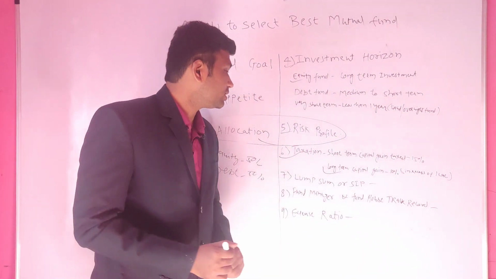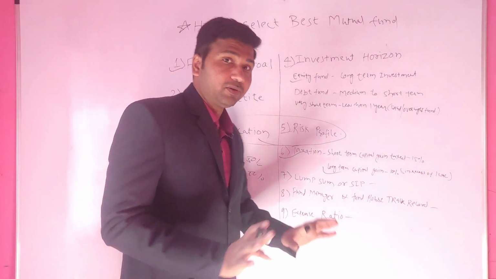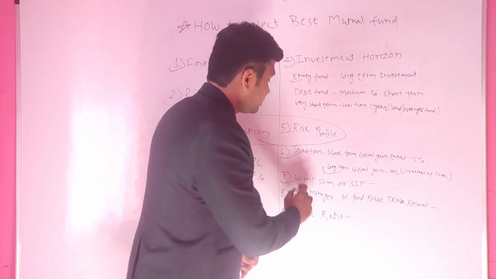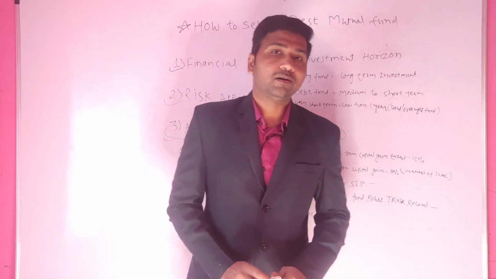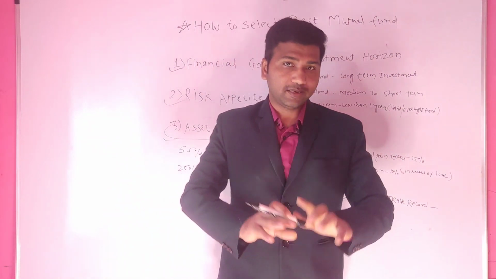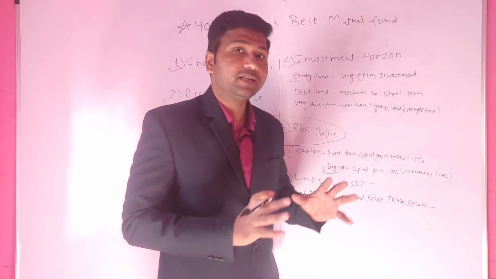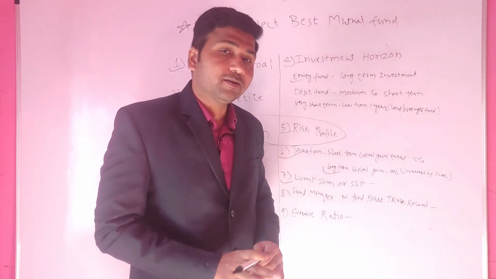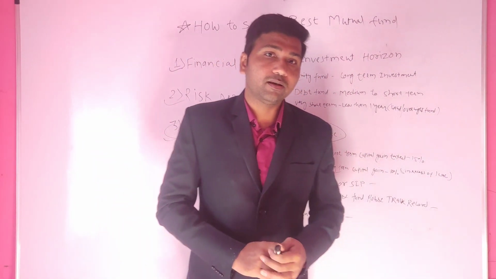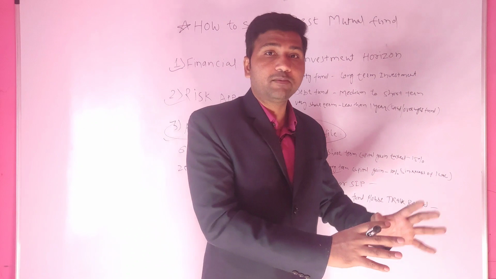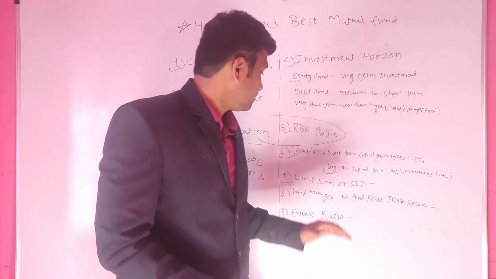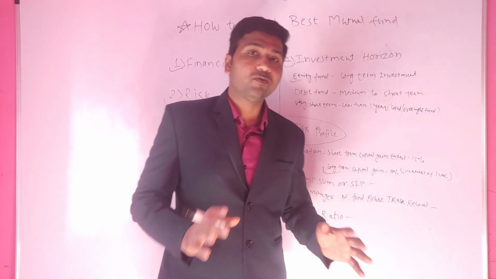So this is very important to consider the taxation as well. Then the seventh aspect is lump sum or SIP. So what is lump sum and what is SIP? Lump sum is the amount that you are investing at one time. So if you have the funds available to invest at one time, you can go one time and buy the mutual funds. But there is another option that you can go for, the SIP.